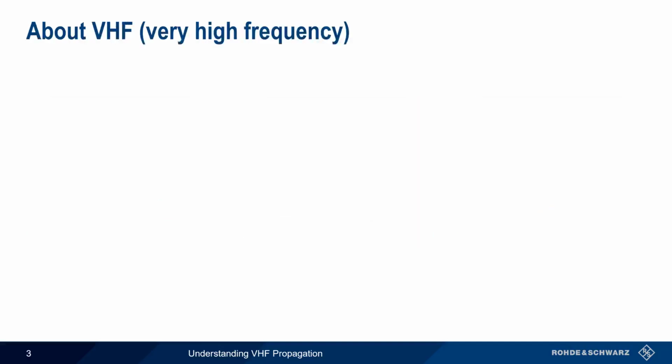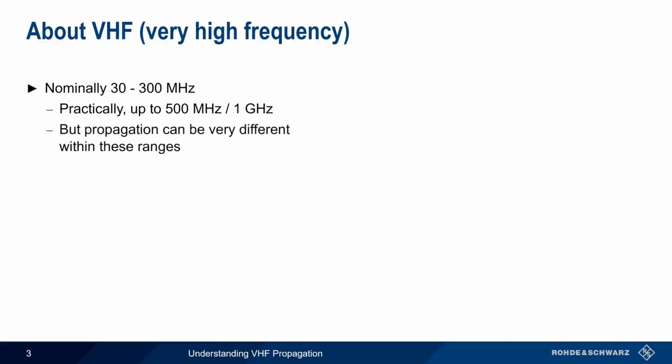The standard or nominal definition of VHF is from 30 to 300 MHz, but as a practical matter, VHF propagation modes often apply to signals up to several hundred megahertz or even a gigahertz. As we'll see in this presentation, propagation can, however, vary substantially, even within the more limited traditional VHF frequency range.